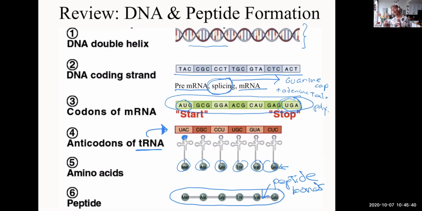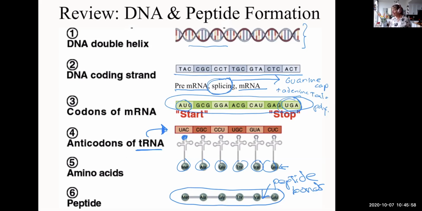Once you have the complement of amino acids you need to fold into the shape of a protein, then we call it a protein, which are usually very long strings of amino acids. So that was a bit of review.